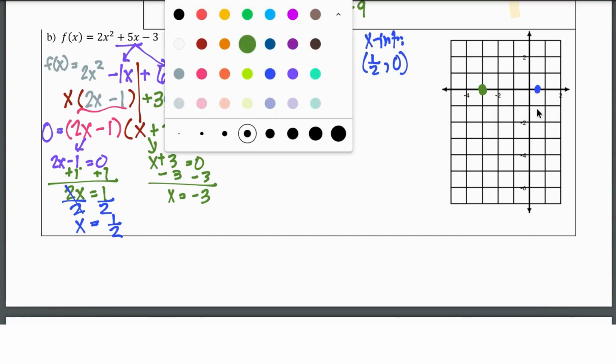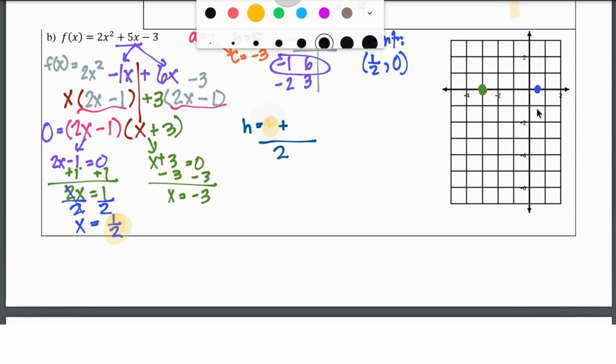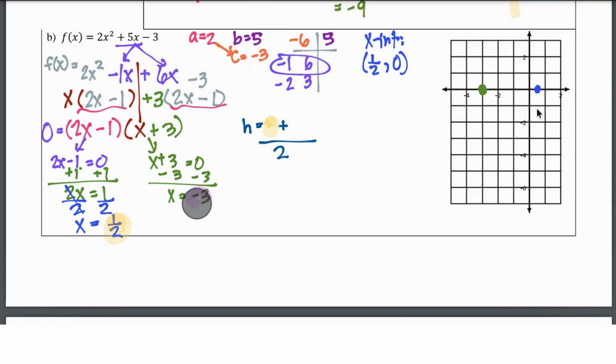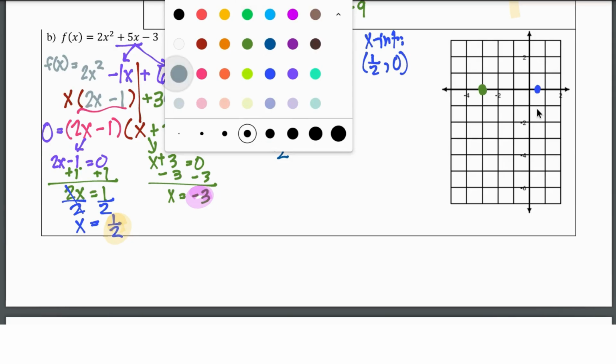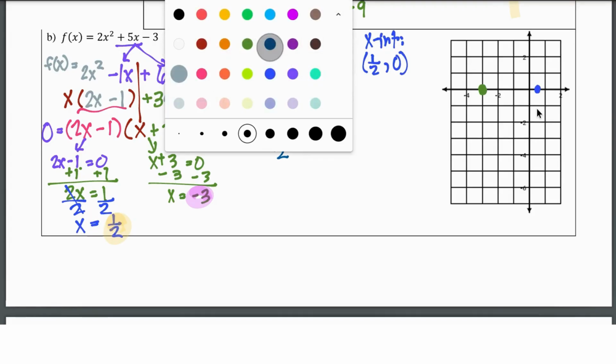So remember that you can use either method. I'm going to continue to show you using the average. So h is going to be the sum of my 2 x-intercepts. So I'm going to take 1/2 and -3, and I'm going to find the middle by adding those together and dividing by 2. So half of 1/2 plus -3 is half of -2.5, which ends up being -1 1/4.